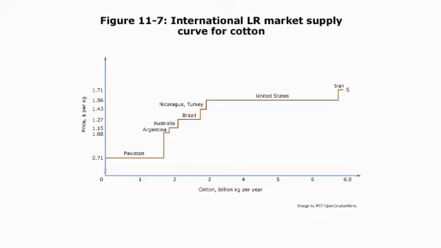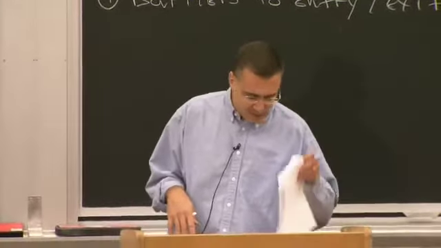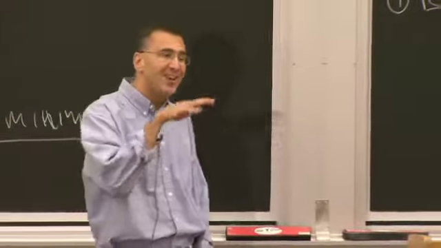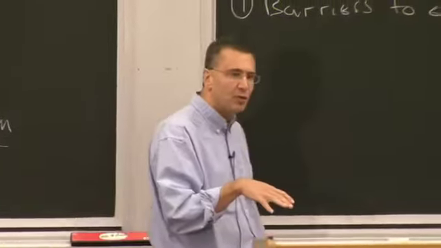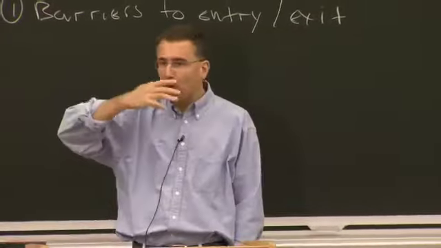Okay? So if the market wants 5 billion kilograms of cotton a year, then the marginal producers are the US, even though they're much less efficient than Pakistan, because Pakistan hit a constraint, so you have to go to that next less efficient producer. That's how you can get an upward sloping supply curve: you have constraints on how much any given firm can produce. Those constraints can make you move on to less efficient firms as you go on.